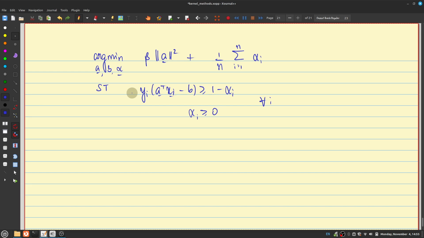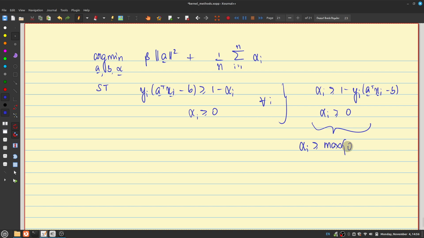Okay, so first let's see why these two are equivalent. So let's look at this original optimization problem. Now these constraints are equivalent to saying that if I just rearrange the terms, then I require alpha i to be greater than or equal to 1 minus yi times (a transpose xi minus b), and alpha i should be greater than or equal to 0. Right? If I just look at these constraints, for each i I want these two to be satisfied, which is the same as saying that alpha i should be greater than or equal to this, and alpha i should be greater than or equal to 0. I can club these two constraints together into just one, right? And this is the same as saying that alpha i should be greater than or equal to max of 0, 1 minus yi times (a transpose xi minus b). Okay.